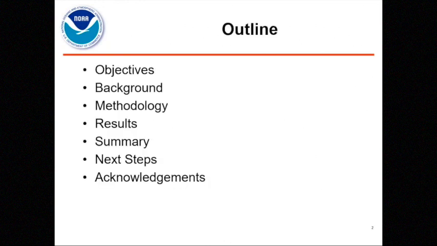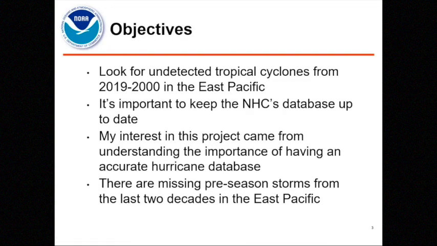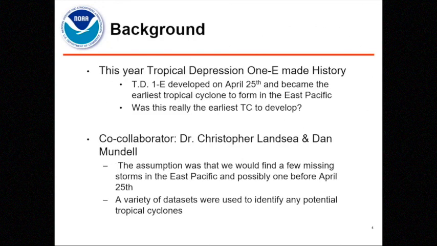So here's a quick outline of what I'll be talking about today for my project. And here are the objectives. We looked for undetected tropical cyclones from 2019 to 2000 in the East Pacific. This was important because we need to keep the National Hurricane Center's database up to date. This is what really brought on my interest for this project, because I understand the importance of having an accurate hurricane database. This is why meteorologists at the National Hurricane Center do reanalysis work all the time. I do believe that there are missing preseason storms from the last 2 decades in the East Pacific, although we did not find too many of those.